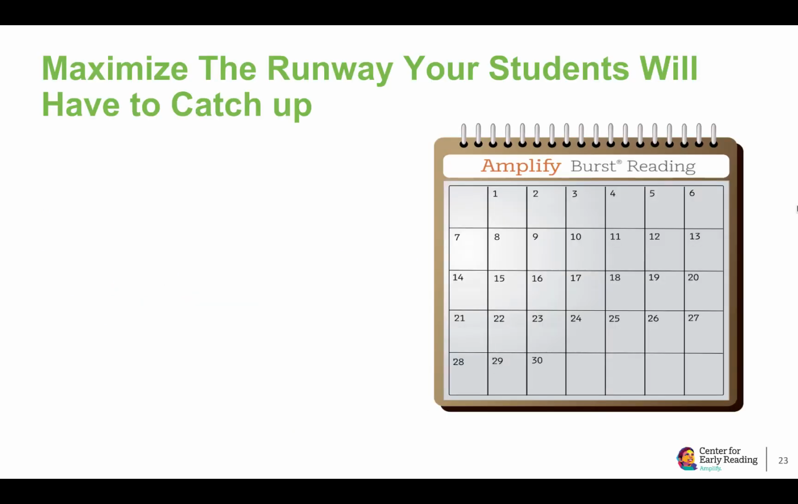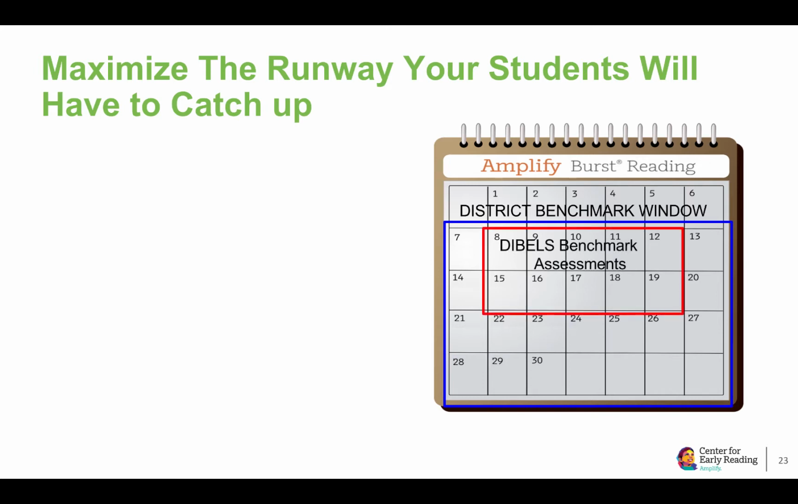Let's set some school-specific benchmark windows in order to maximize the runway your students get to catch up. So here is what we recommend. District set benchmark windows are usually 3 to 4 weeks. We recommend that you shorten the window to 7 to 10 days for DIBELS and use 3 days for Burst assessments and makeup assessments for students who are absent. This gives the intervention coordinator a few days to group students and adjust schedules and to start Burst as early as possible.